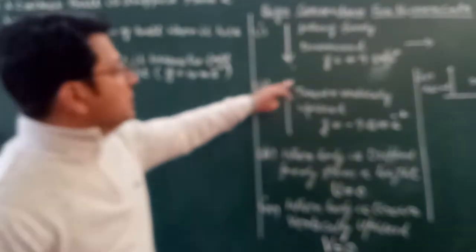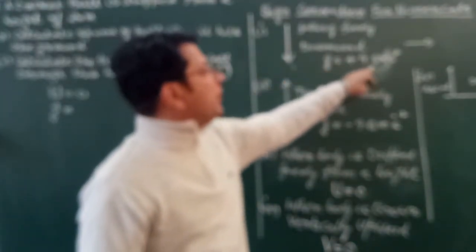And what is the value of g? When a body is dropped from a height, then g is equal to plus 9.8 meter per second square. But here the value of g is given as 10 meter per second square for calculation convenience. So g is equal to plus 10 meter per second square, and height is equal to 20 meters.